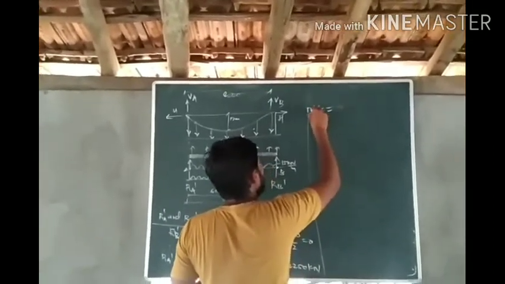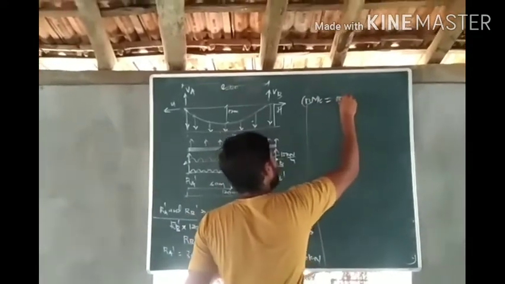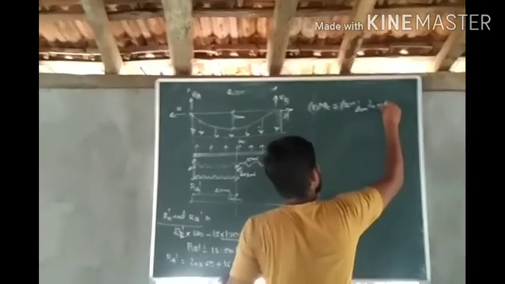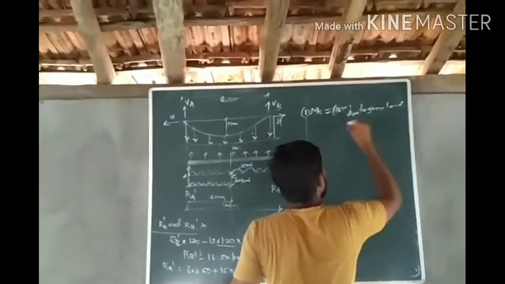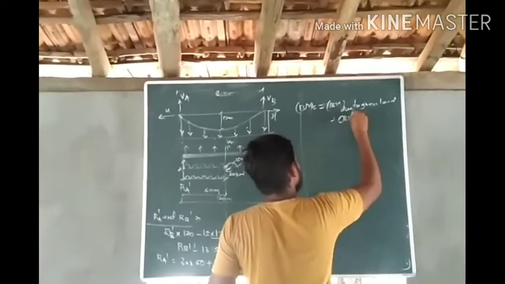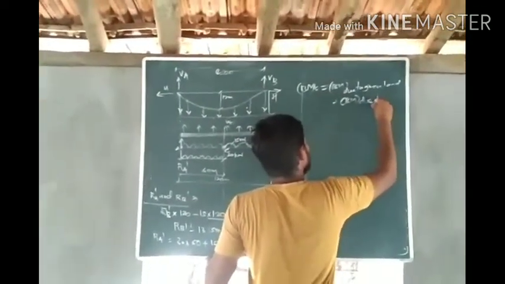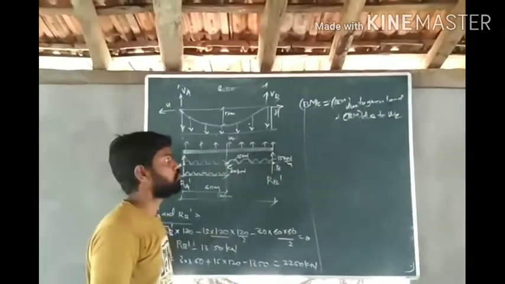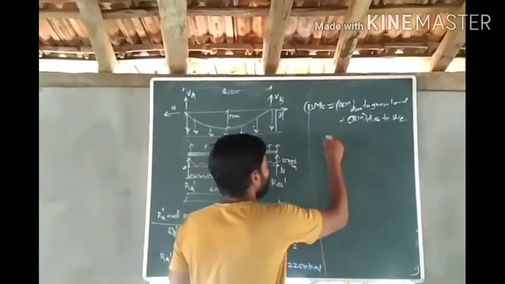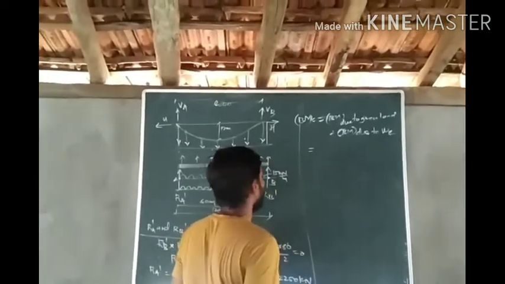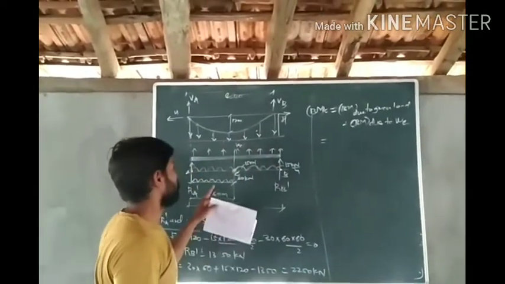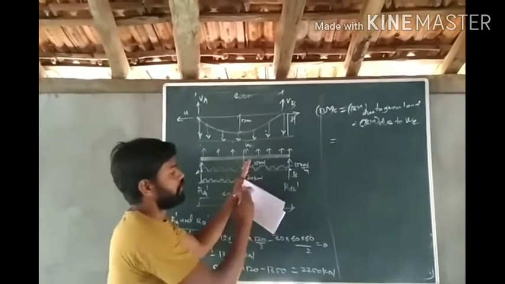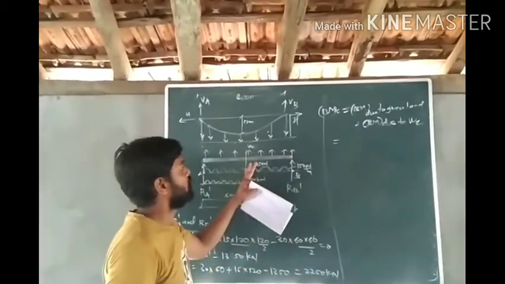Bending moment at C will be equal to bending moment due to given load plus bending moment due to WE. So now bending moment due to given load. What is the given load? See, this 15 and 30 is the given load. So we are considering point C and the right side of C.